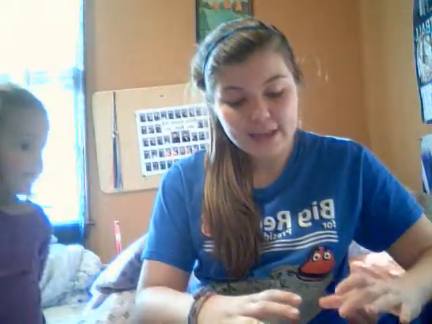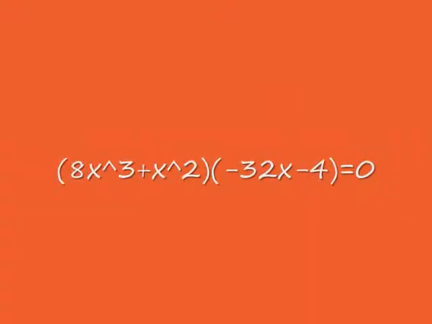So with factoring by grouping, what you want to do is figure out some way to divide this into two separate parts so you can factor stuff out of it. I know, it's weird. So you put parentheses around the binomials that you would like to group together. As you can see, I've done it with 8x to the third plus x squared, and then negative 32x minus 4, equals 0. That's how I've grouped it.